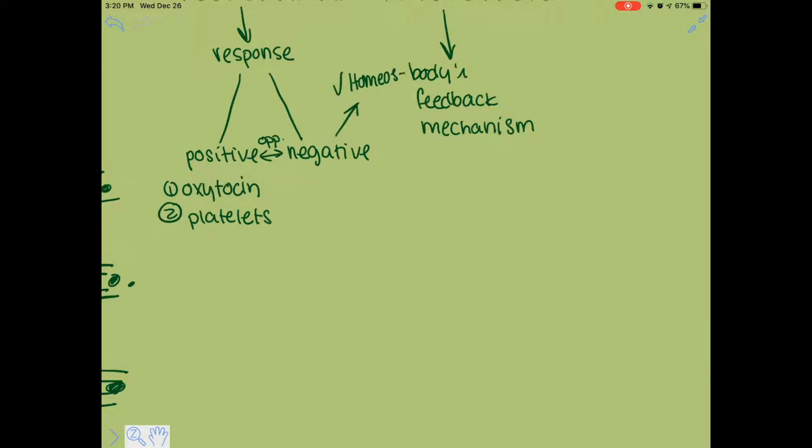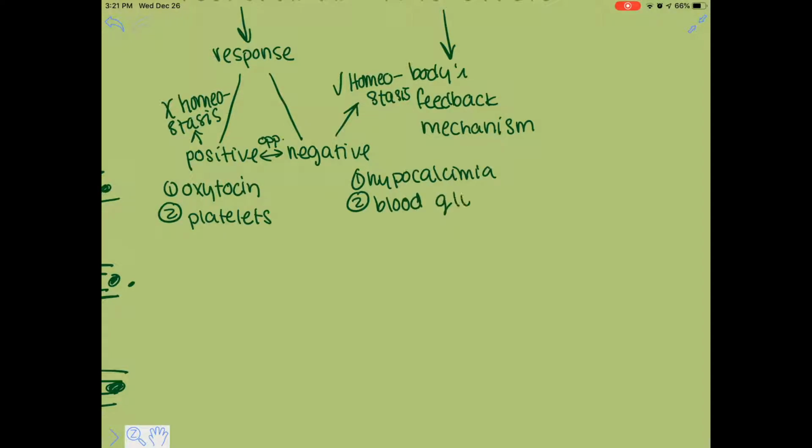In fact, it's the only one that is used for homeostasis. Positive feedback is not used for homeostasis. In fact, positive feedback is so uncommon that the only 2 examples that were listed are the only 2 human positive feedback mechanisms. Now, negative feedback can be seen in hypocalcemia, which is low blood calcium levels, as well as blood glucose regulation, which is regulation of your sugar blood levels.